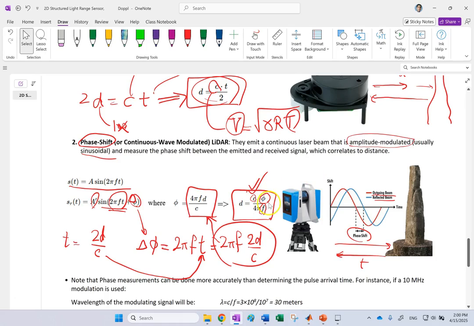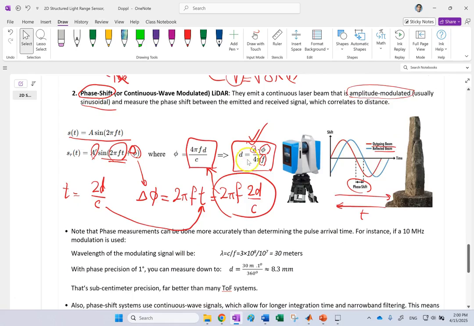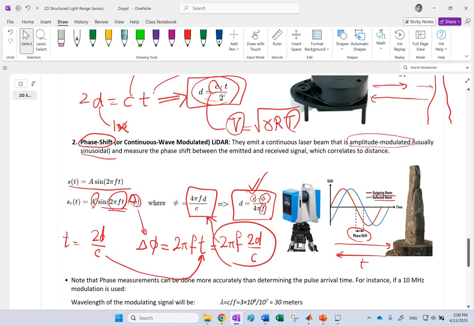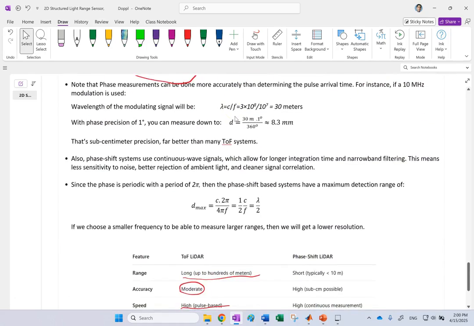But if we can measure the phase shift between them and plug it in here, then we can measure the distance as well. Now, you might say, why would you use this? Why don't you use that top one, right? Because they are equivalent. You see, the second formula is derived from the first one. Well, let's talk about it.